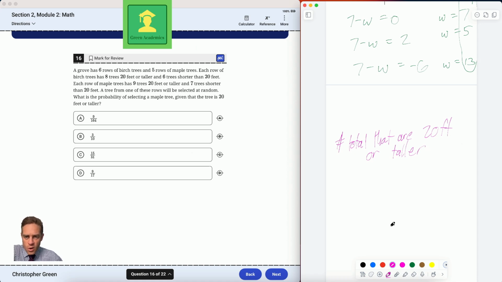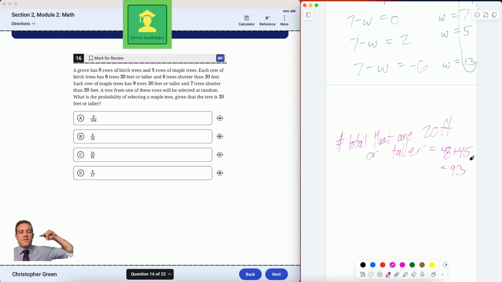There's 6 rows of the birch, and each row has 8 that are 20 feet or taller. So that's 48 for the birches. And then for the maple trees, there's 5 rows, and each row has 9 that are 20 feet or taller. So that's 45. So the number total that are 20 feet or taller is 93.